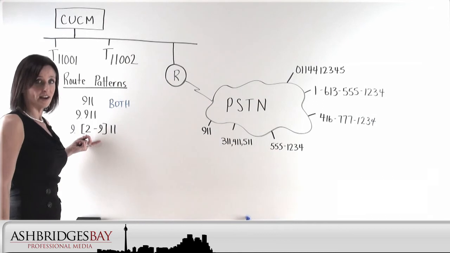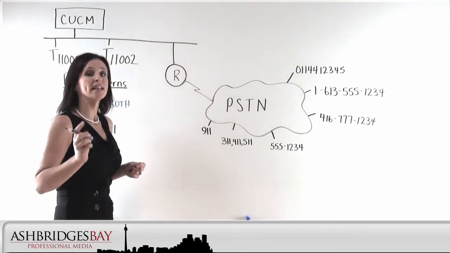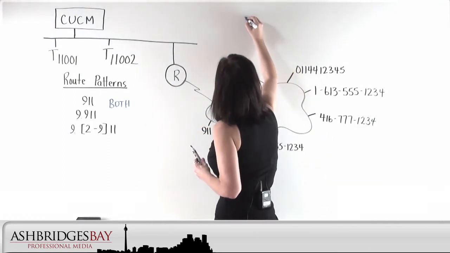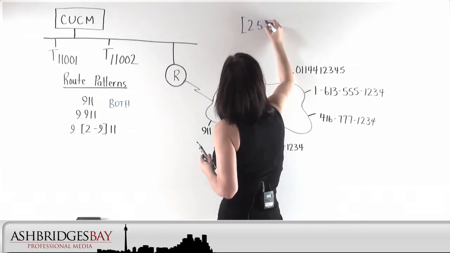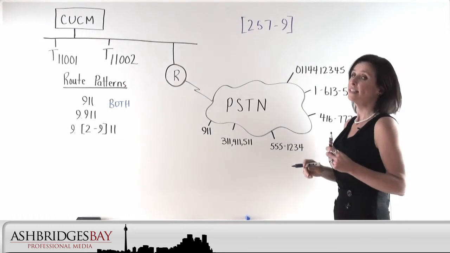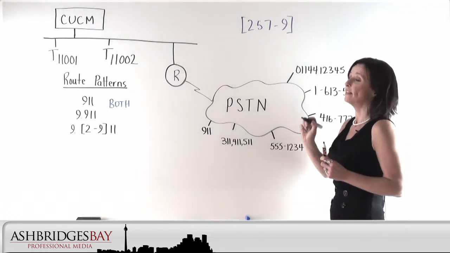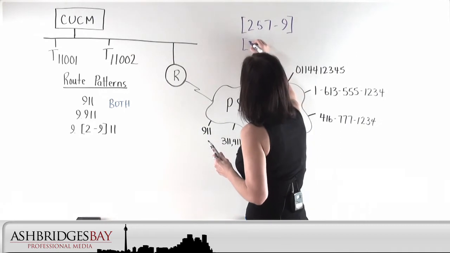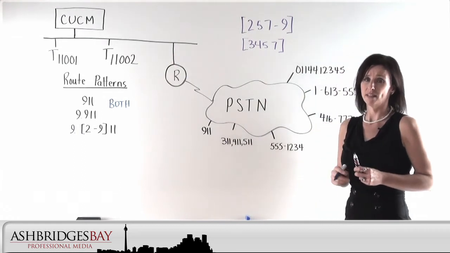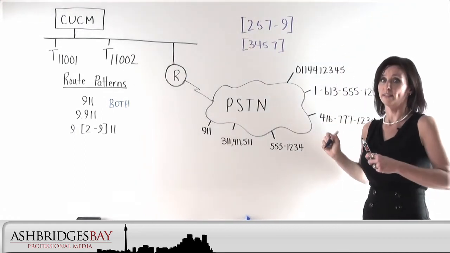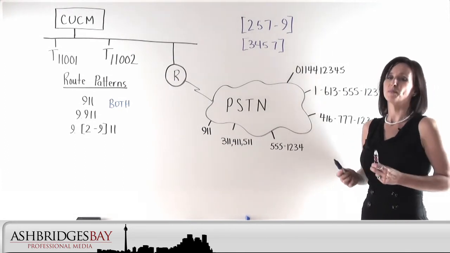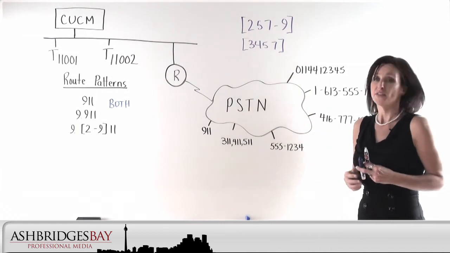This bracket is another kind of a wild card. What that means is any one of those numbers will fit. I'll give you an example. 2, 5, 7, 8, or 9 would work in this case. Another example. That doesn't mean dial 3, 4, 5, 7, 1, 1. It means dial 3 or 4 or 5 or 7 followed by 1, 1. And that's another example of a wild card.